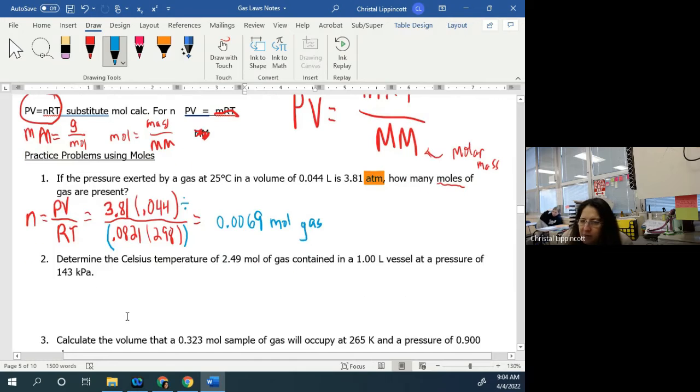All right, see if you can take this next one and substitute, rearrange your equation like I did here. You're solving for temperature. Let's see if you can get this set up to solve for temperature and plug in your values.